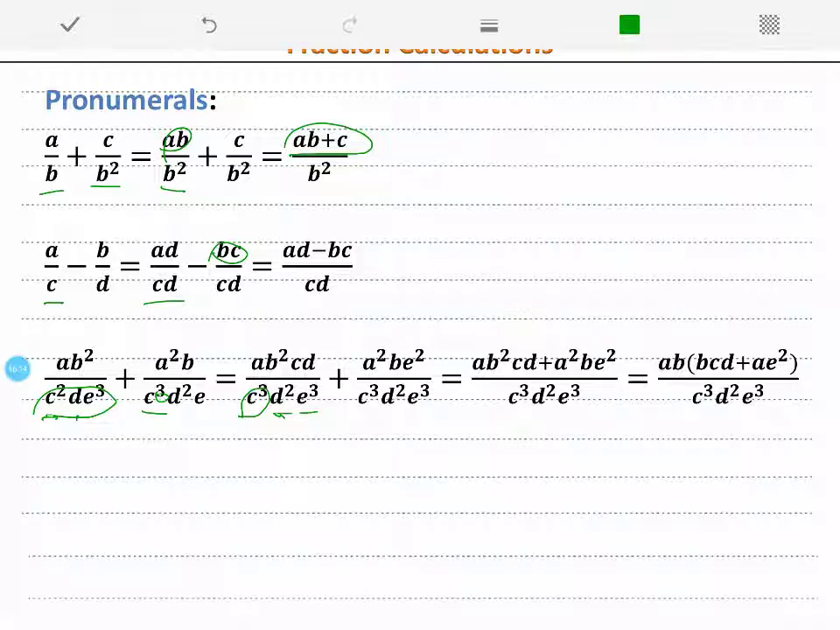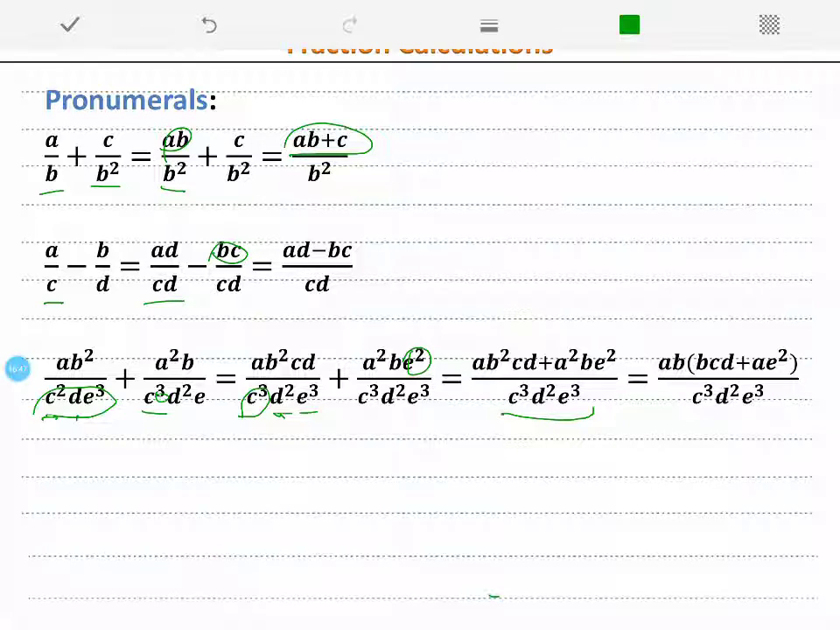For the second one, similarly, c cubed d squared becomes c cubed d squared e cubed. The only difference here is e becomes e cubed, so you times e squared. For the second fraction, the numerator becomes a squared b e squared. Then finally you add the two numerators on the top, over the common denominator here.